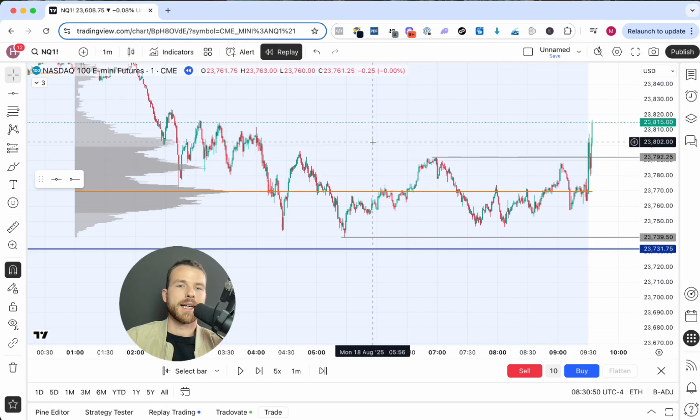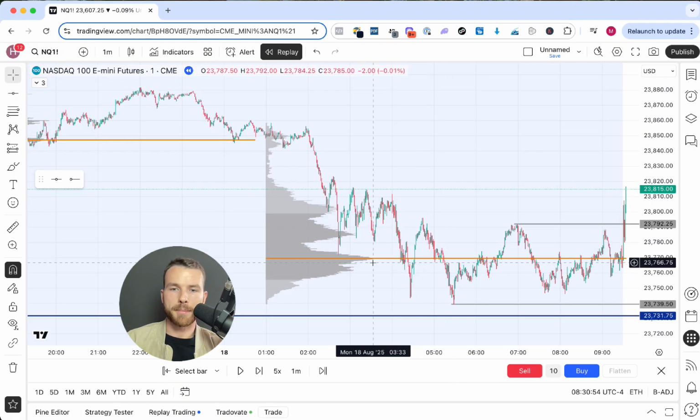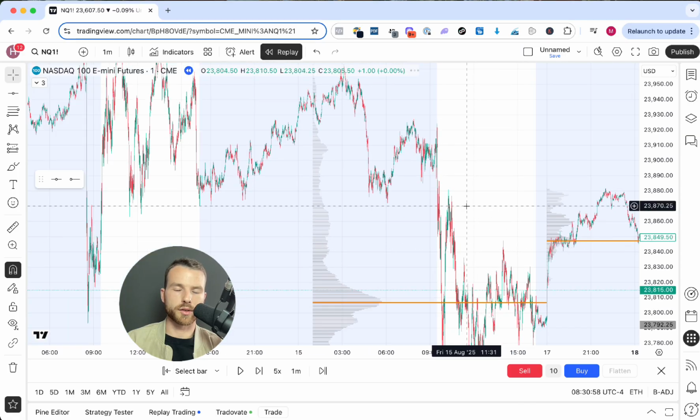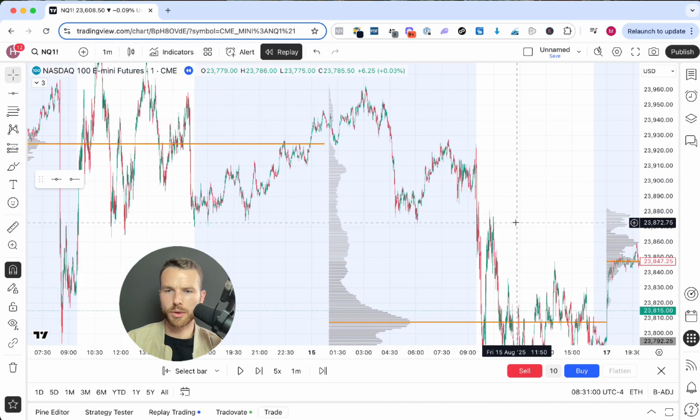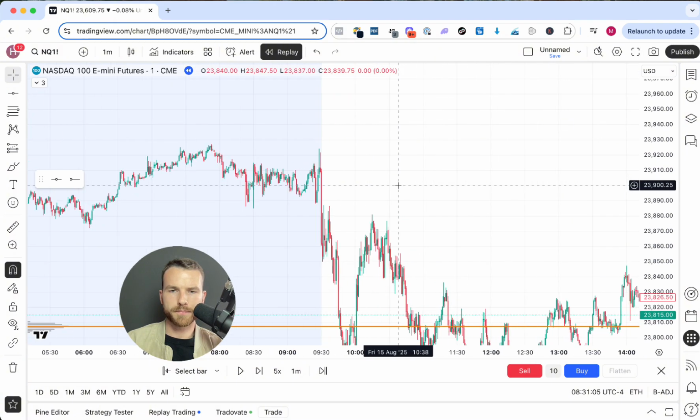So it's not too difficult, guys. If you have any questions about the strategy, let me know. Otherwise, test it out for yourself, guys. This is super, super simple. Super simple. I want to show you one example where we have no entry.